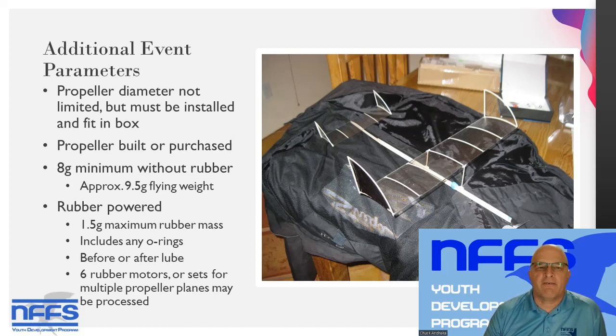The plane or aircraft must be rubber powered with 1.5 grams maximum rubber mass. Whether it's a plane, a helicopter, or a glider, your rubber is limited to 1.5 grams. And this includes any O-rings or other permanent attachments on the rubber. You can lube the rubber before or after massing. I'd suggest after. And you can check in up to 6 rubber motors, or if you have an aircraft that uses multiple propellers or rotors, 6 sets of rubber.